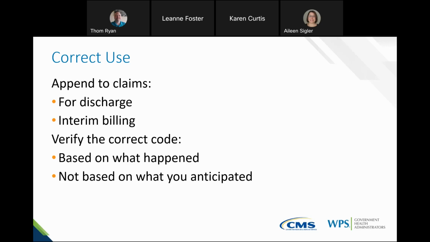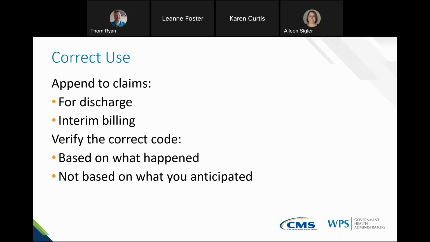We'll call it Hospital 2. Hospital 2 submits their claim, but it hits up against yours because you had said they went home. Hospital 2's claim is saying, well, no, they really didn't go home. They're here. So what do we do with Hospital 2 claim? And Medicare system says we can't process it.